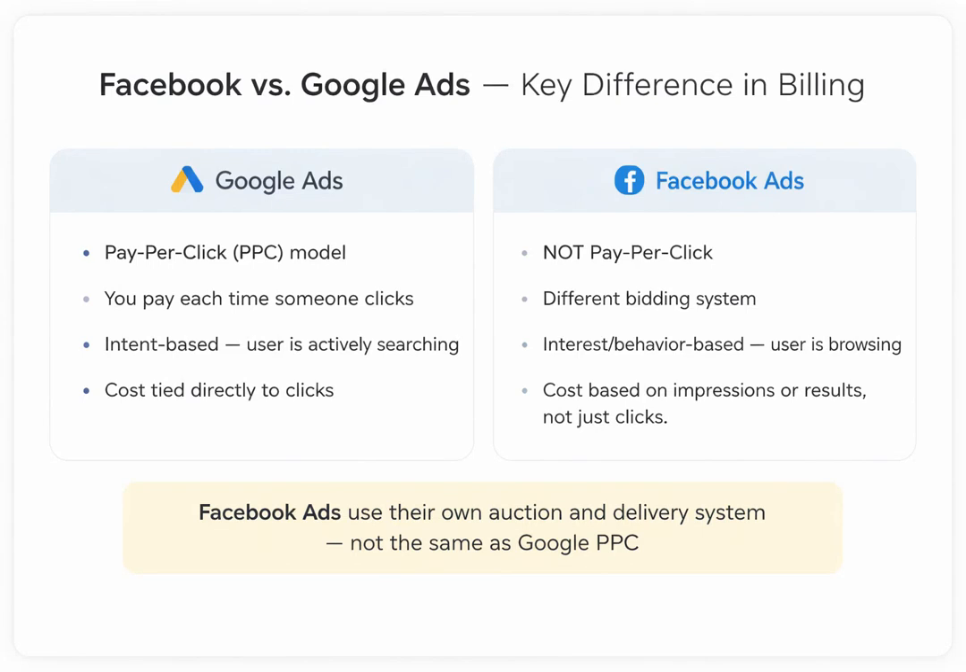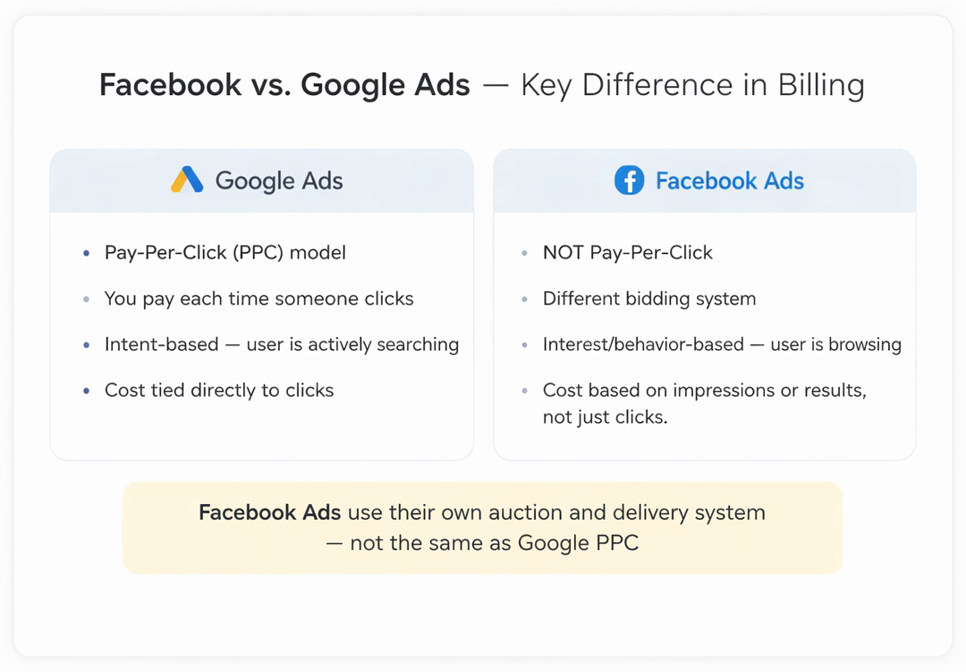A really important clarification comes up here. One of the students asks whether Facebook ads work on a pay-per-click model like Google Ads. The answer is no, and this is a common misconception. Google Ads does use a pay-per-click system, where you're charged every time someone clicks on your ad. Facebook has a completely different billing and delivery system. On Facebook, you're typically paying based on impressions, reach, or specific results depending on your objective, not purely on clicks.